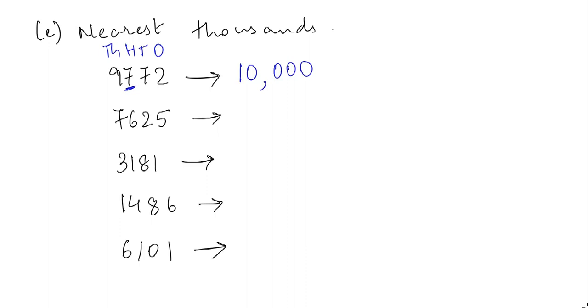Similarly, in the second one, 7625. In the hundreds place we have 6. 6 is greater than 5. So 7 will become 8. And after rounding off, we will get 8000.